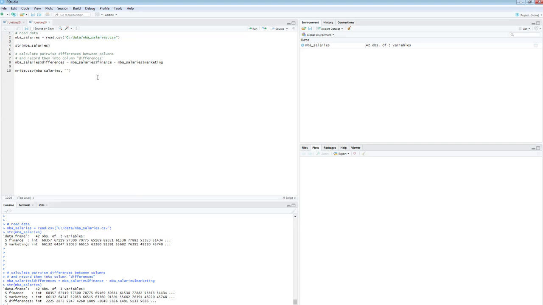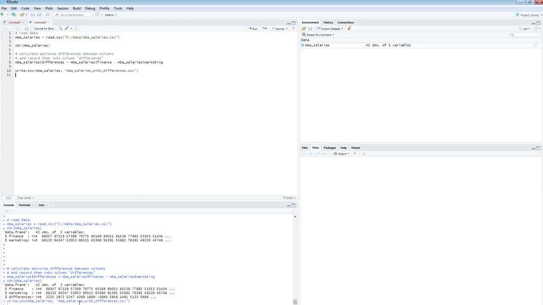So if I'm going to say dump it for me into the file, here I get to name the file. I'm going to name it MBA salaries underscore with differences, dot csv. If I try to run it like that, it does actually run, but I have no idea where to look for this file. It is in some default location, which is set as the active working folder for RStudio, and right now I just have no clue what it is.